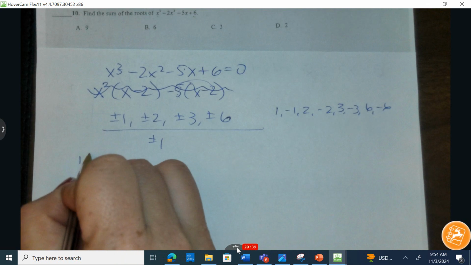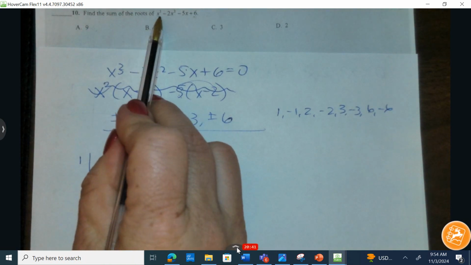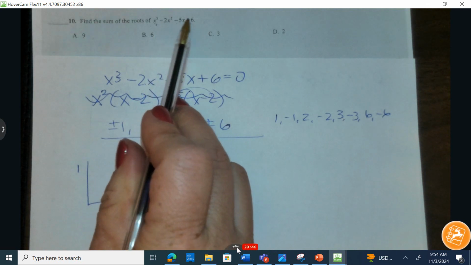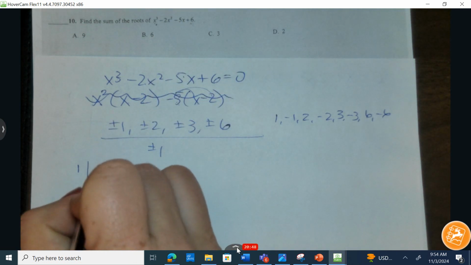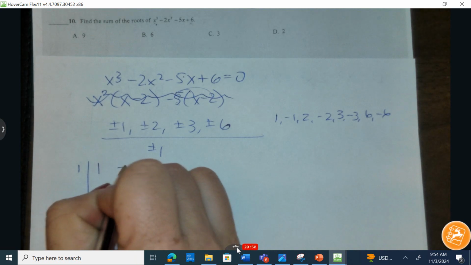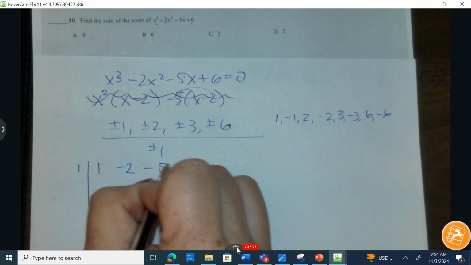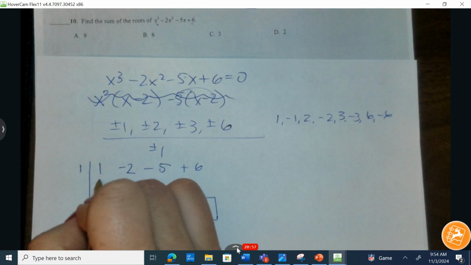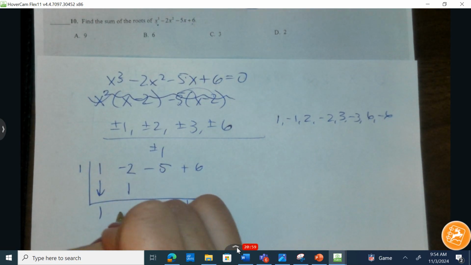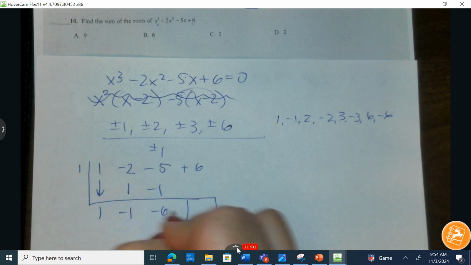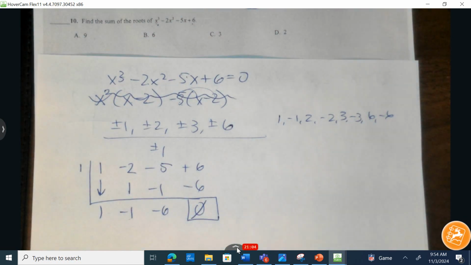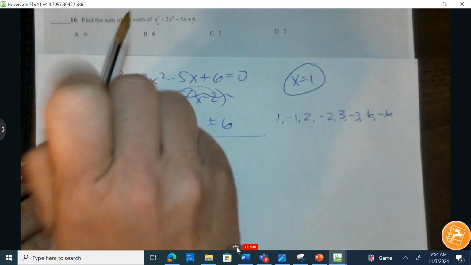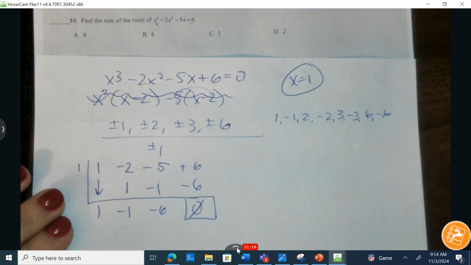So I'm going to start with 1. And I can see everything is here. So we have x to the third, negative 2x squared, minus 5x, plus 6. Everything is accounted for. 1x cubed minus 2x squared minus 5x plus 6. Let's see if I get a remainder of 0. Multiply, add down. Multiply, add down. Multiply. Oh, I was lucky. I just tried one. It works. What does that mean? I know x equals 1 is one of the 3 solutions.